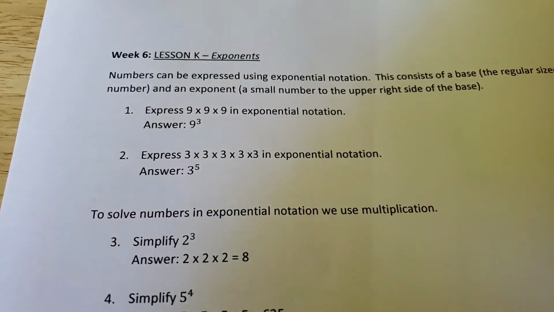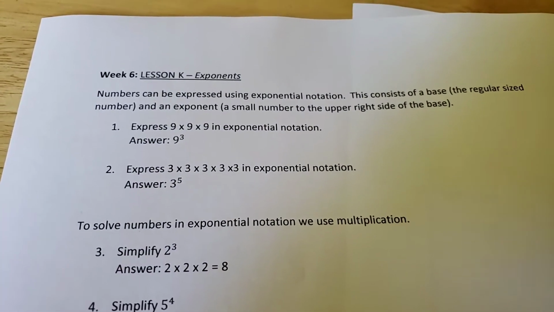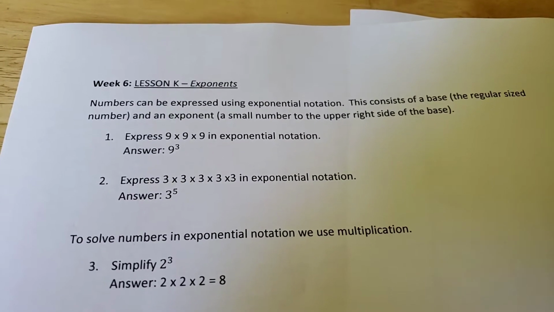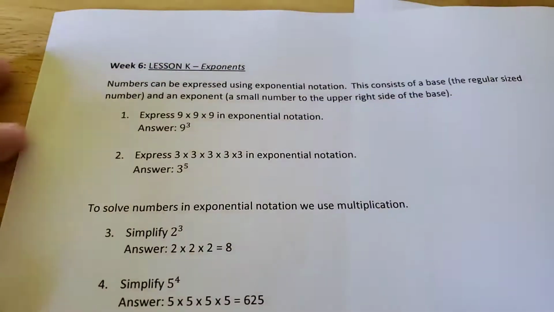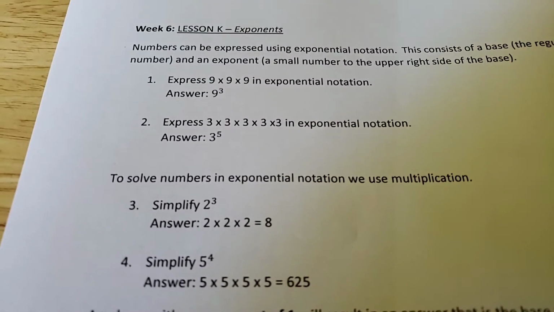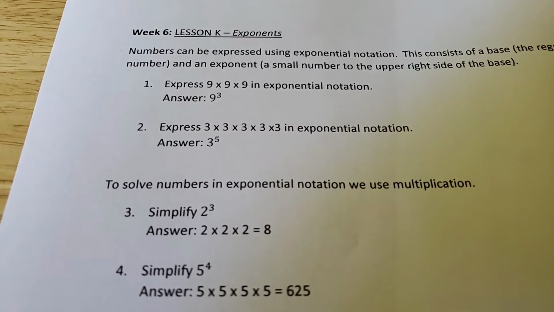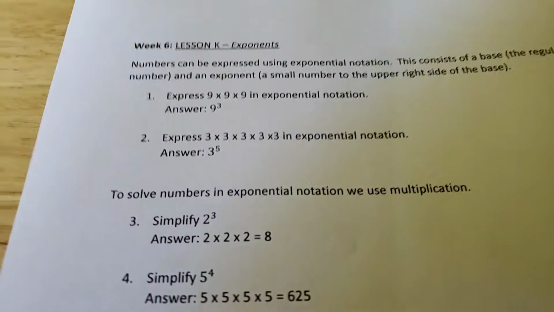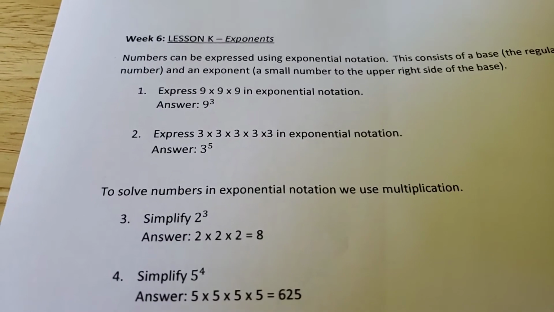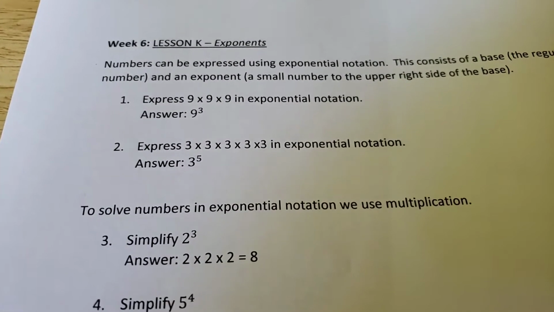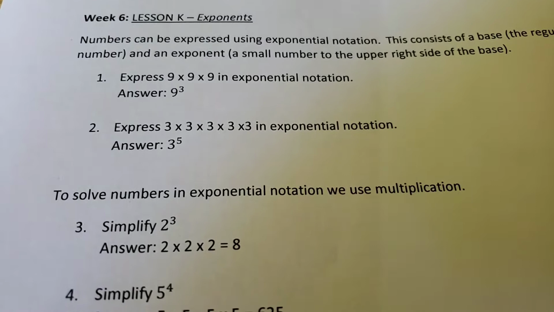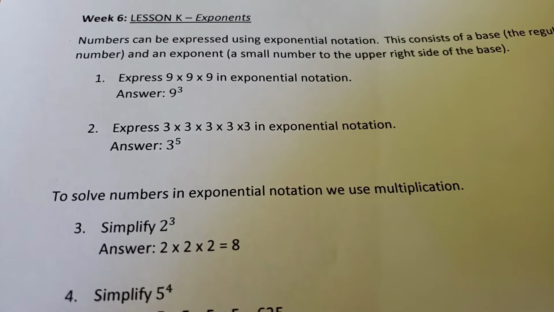All right, now exponents, numbers that can be expressed using exponential notation. This consists of a base, which is a regular size number, and an exponent, using a small number to the upper side of the base. So for example, if they wanted us to express 9 times 9 times 9 in exponential notation, we would just say that it's 9 to the third power. Number 2, if we express 3 times 3 times 3 times 3 times 3 in exponential notation, we call that 3 to the fifth power. The base is still a 3, and the exponent is how many of those numbers occur.